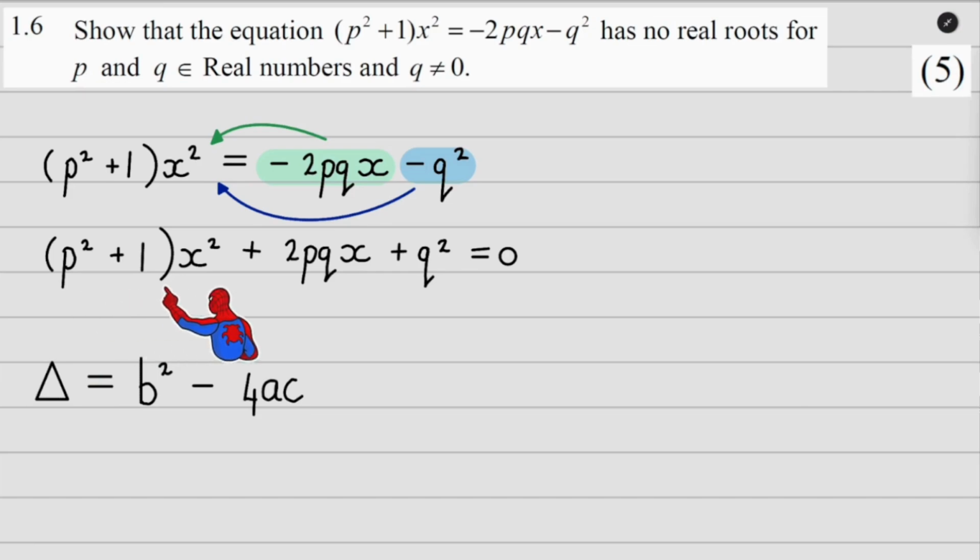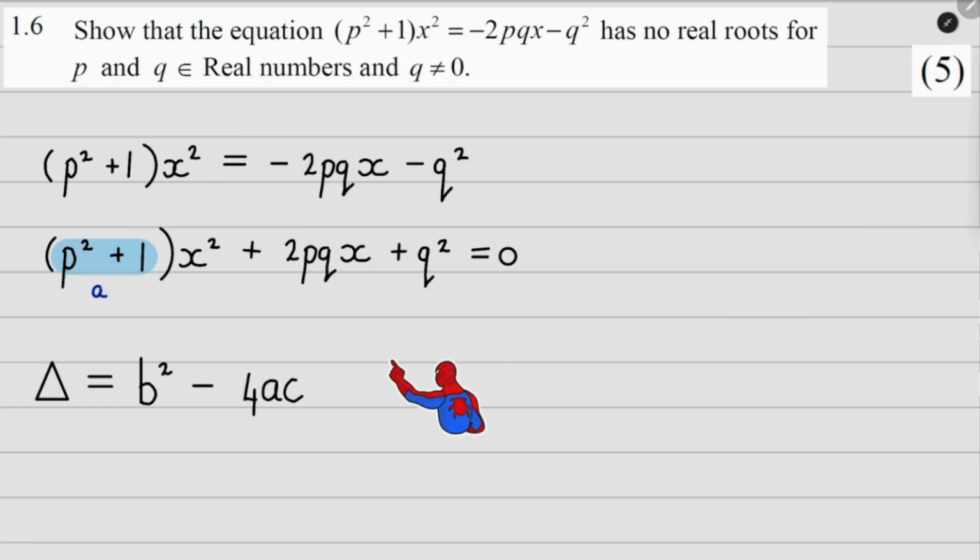Yeah, now I can extract my a, b, and c values. The coefficient of x squared is a, so p squared plus 1 is my a value. And the coefficient of x is my b value, so 2pq is my b value.